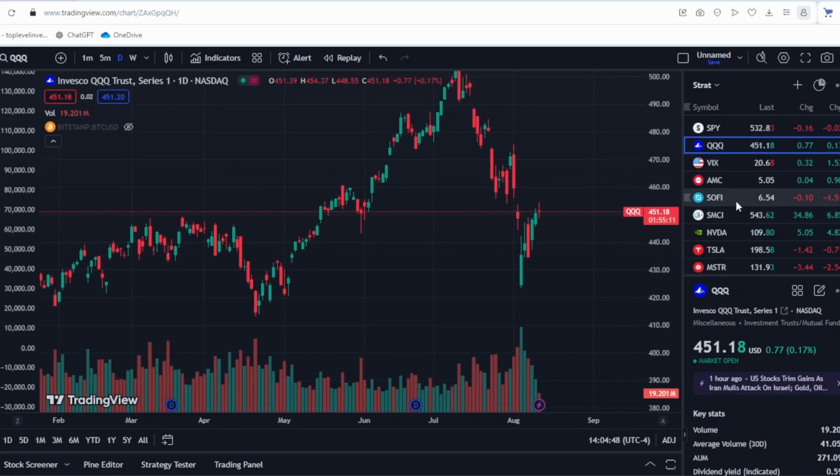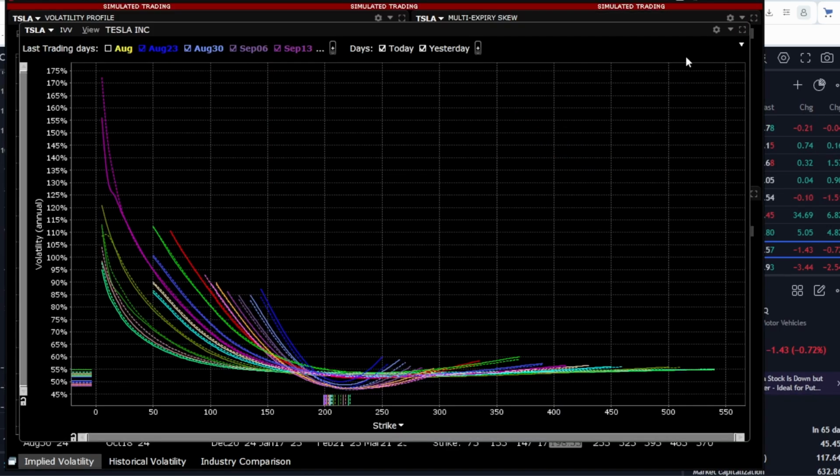Now, let's take a look at volatility. When we examine the volatility skew, we see that for near-term expiration dates, volatility is skewed both toward downside and upside moves. However, for longer-term expiration dates, volatility is tilted toward downside moves, meaning put options.